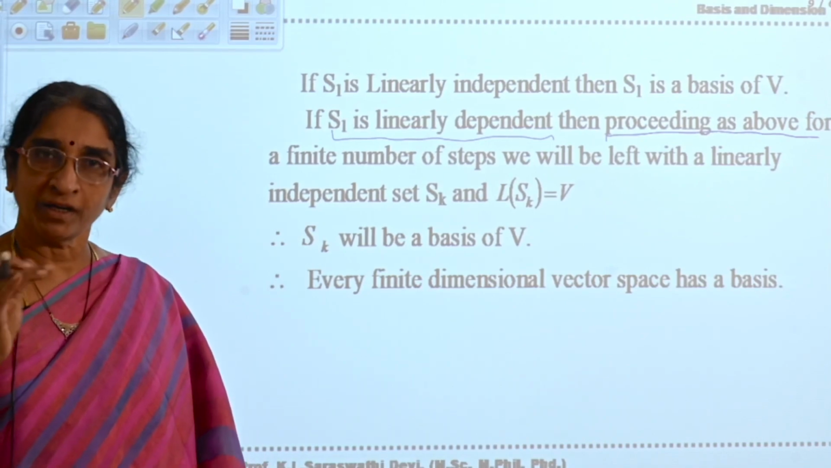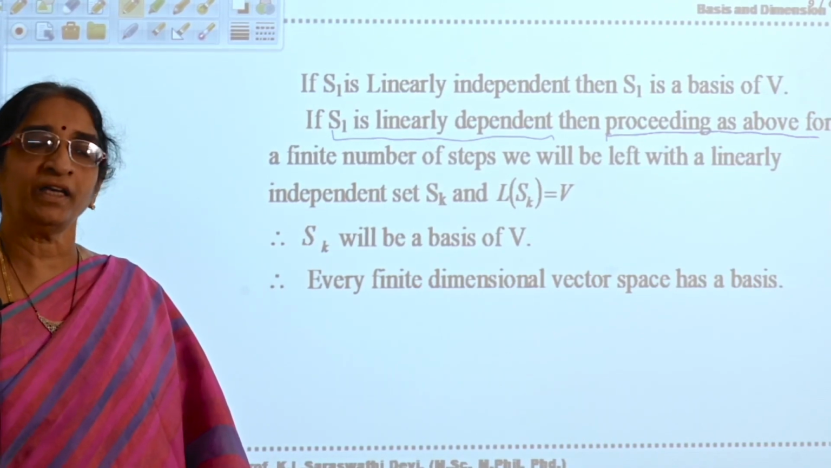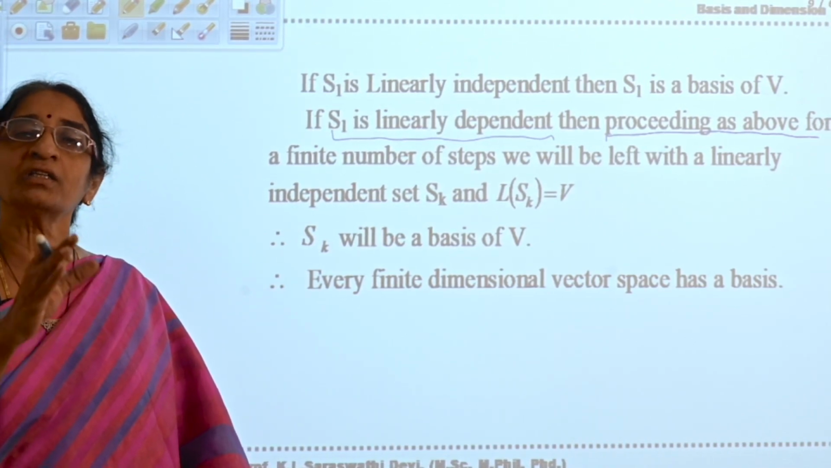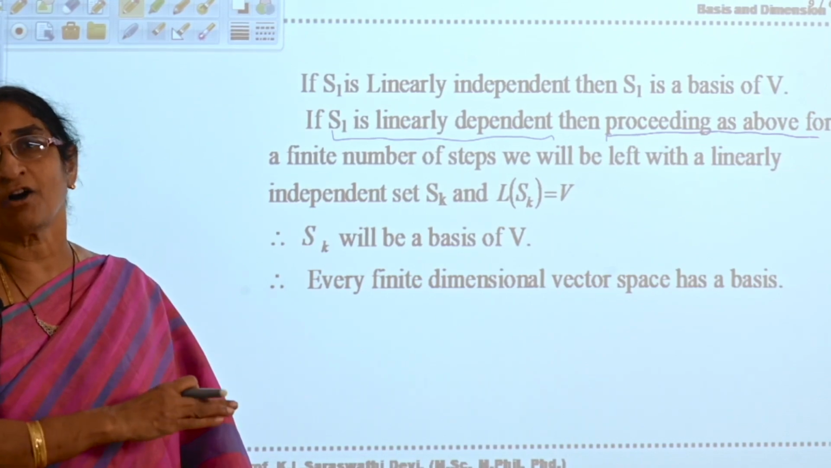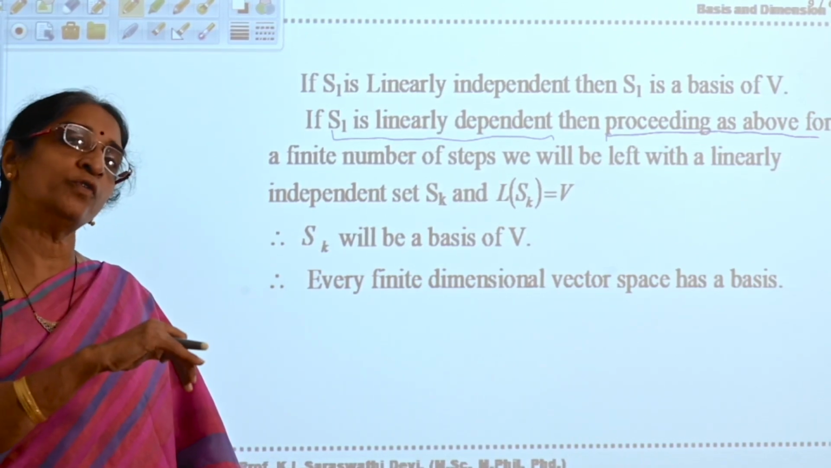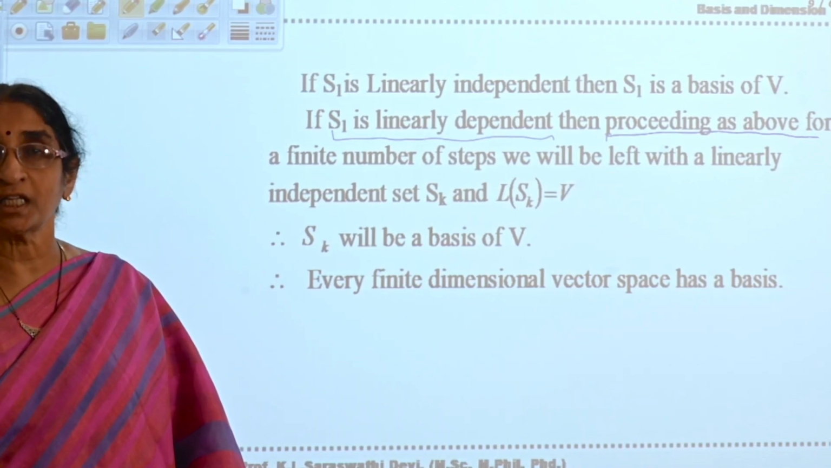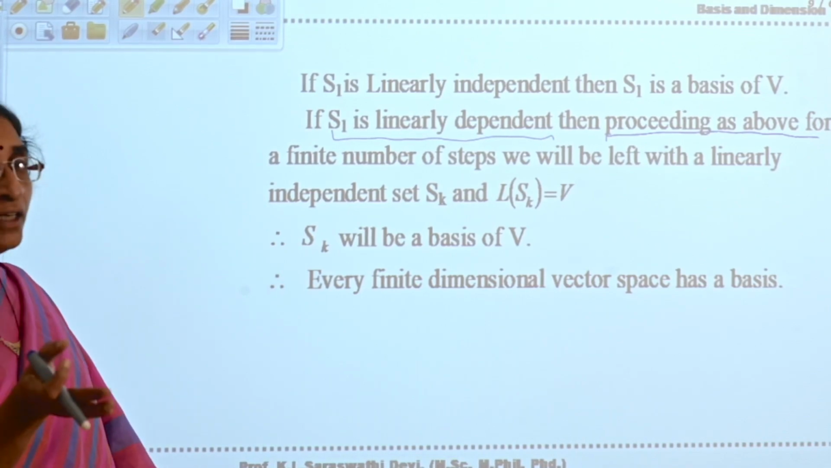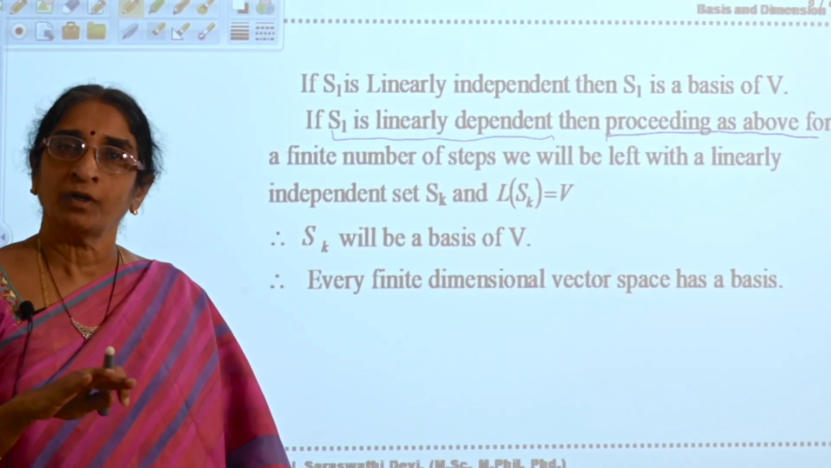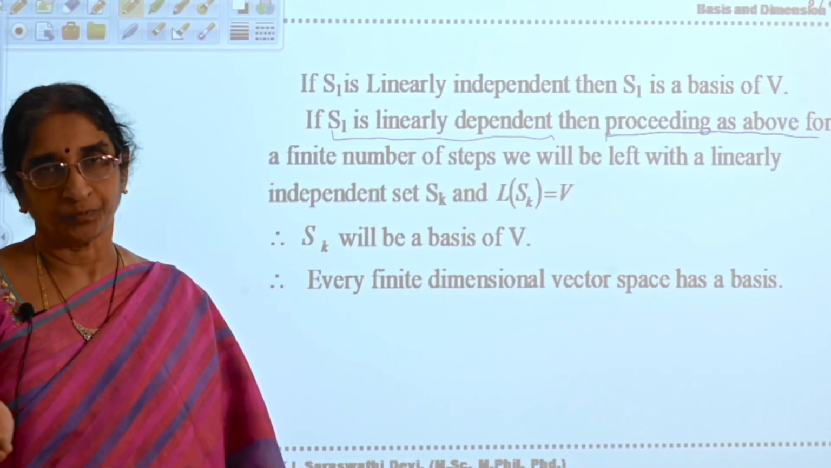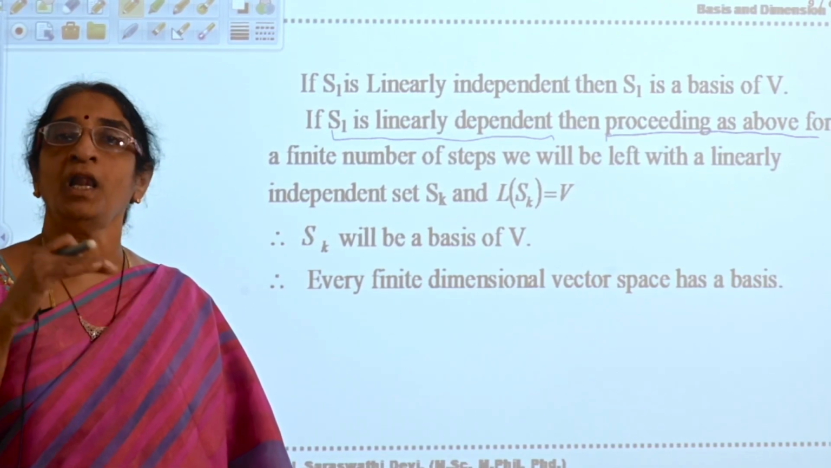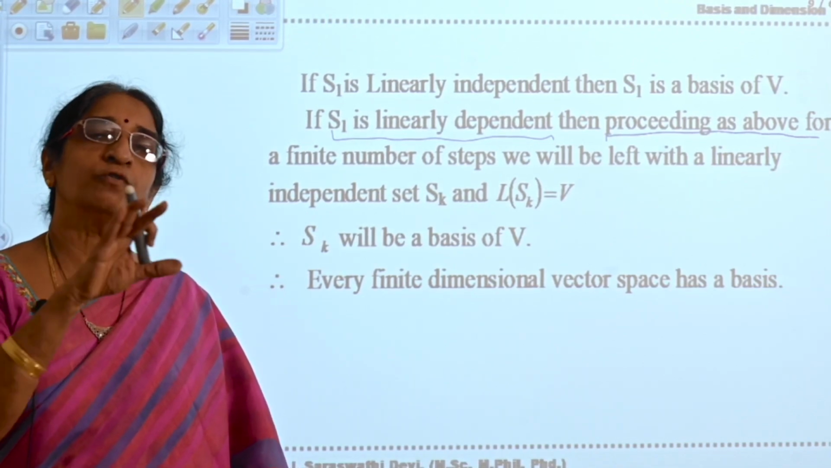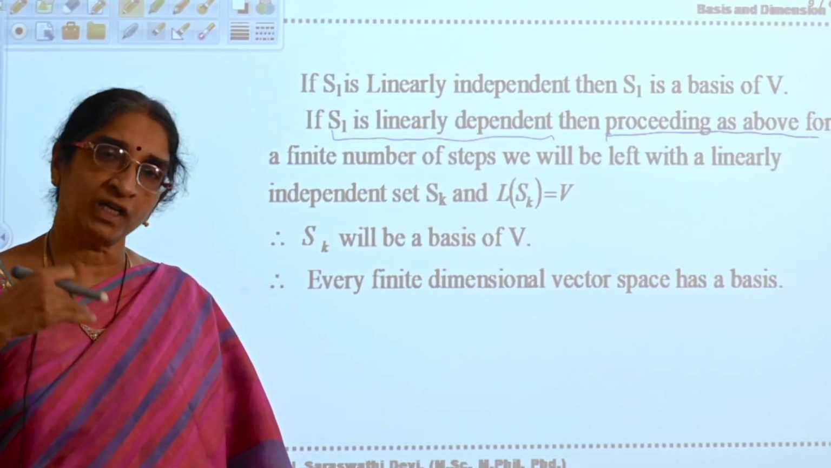If S1 is linearly dependent, again by the known theorem, there exists one more element in S1 that can be expressed as a linear combination of its preceding terms. Again you eliminate that term, some alpha j, and you get a set S2 with n minus 2 elements such that L of S2 is equal to V. If S2 is linearly independent, S2 will be the basis. If not, again you repeat the process.